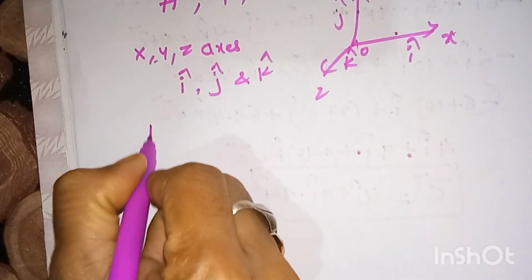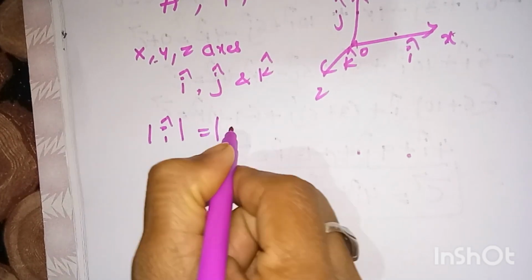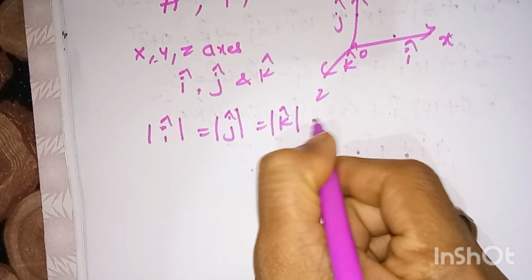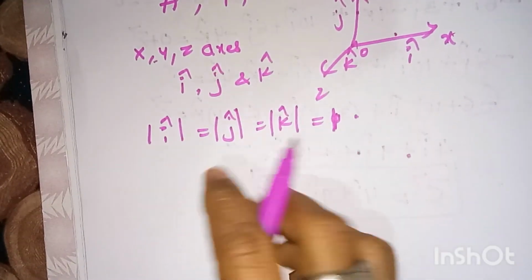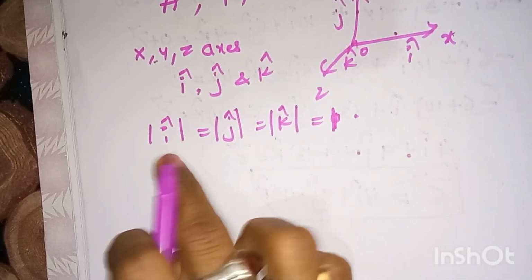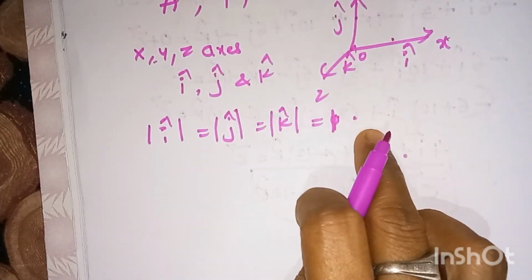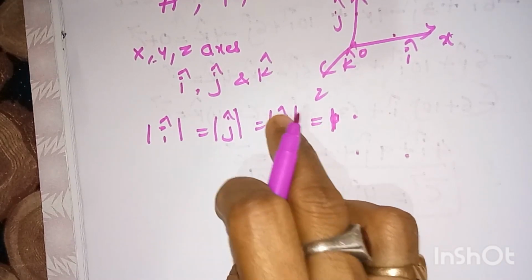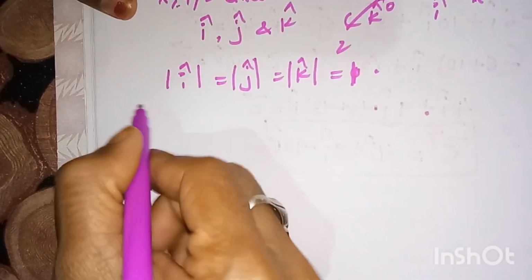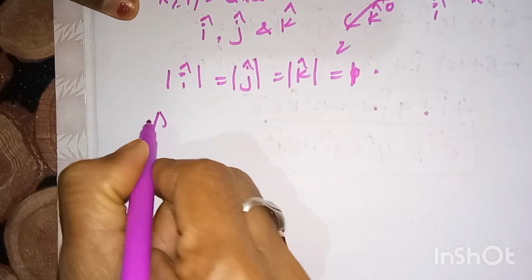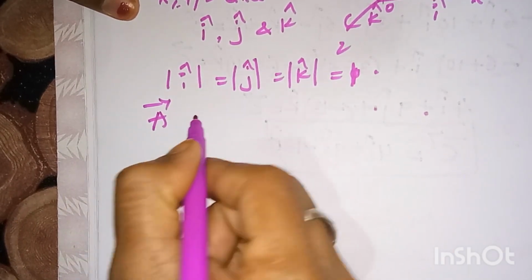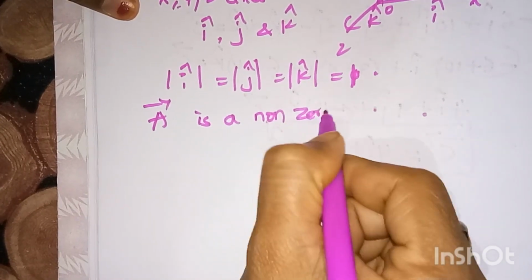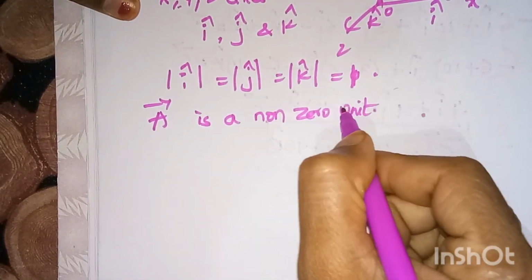The magnitude of unit vectors is equal to 1. So the magnitude of the unit vectors along the x, y, z axes is equal to 1. That is, the magnitude of i cap equals the magnitude of j cap equals the magnitude of k cap equals 1. First, suppose they have given a vector a bar which is a non-zero vector.